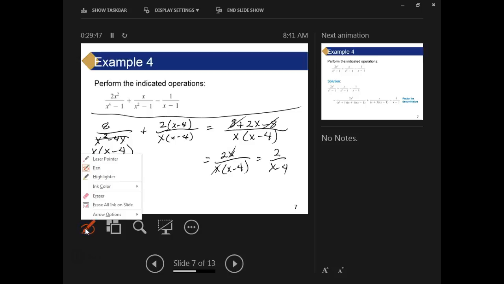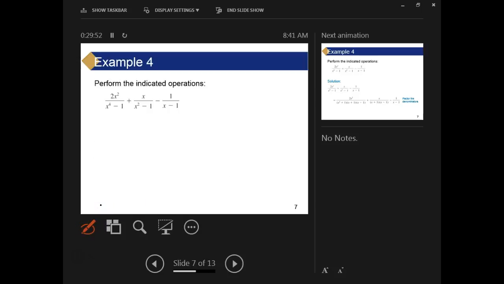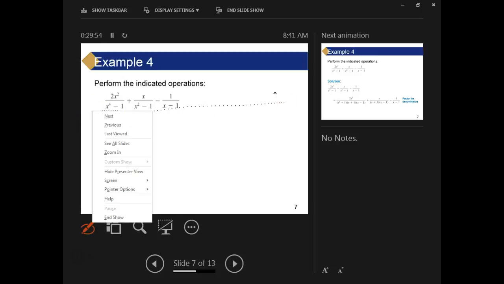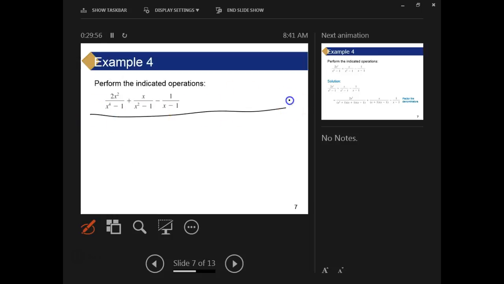Okay, let's move on to, erase the ink there and do, yuck. All right. Example 2. a over a squared minus 4 minus 3 over a plus 2. What would be one of the first things to do?